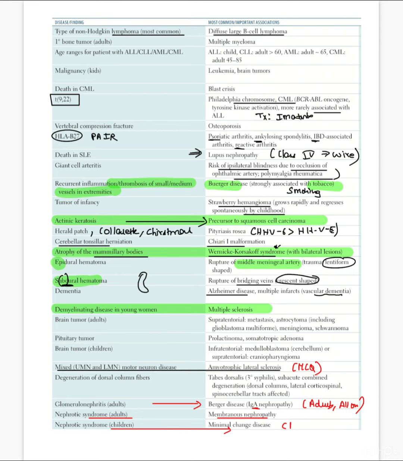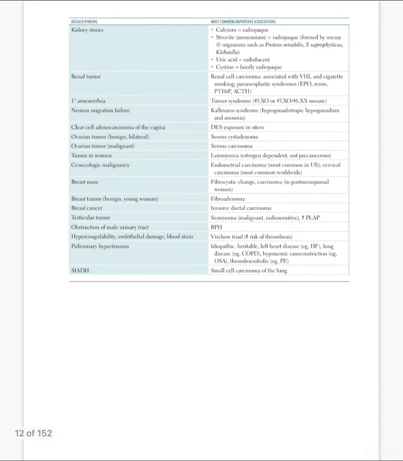In children, that is MCD. Child have not changed, just one: minimal change disease. Then kidney stones. Calcium stones are radio-opaque stones.